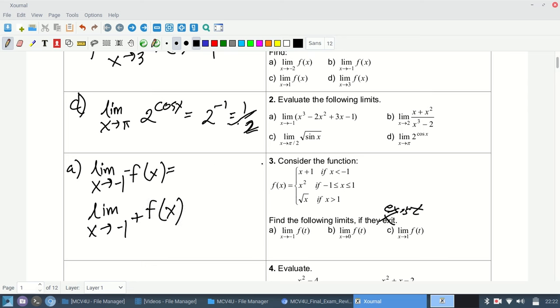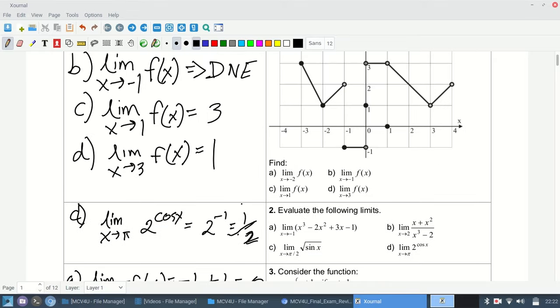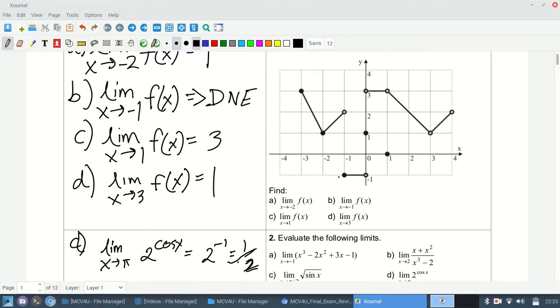So all I need to do is take this function and plug in -1, and I end up getting 0 for this one. Here, I end up getting the square of -1, which is 1. Now, these two are different. These are one-sided limits that don't equal each other. One is not equal to 0. So that is a similar situation to this one. I had a discontinuity. So I say that the limit does not exist, just as I did in part B of question 1.